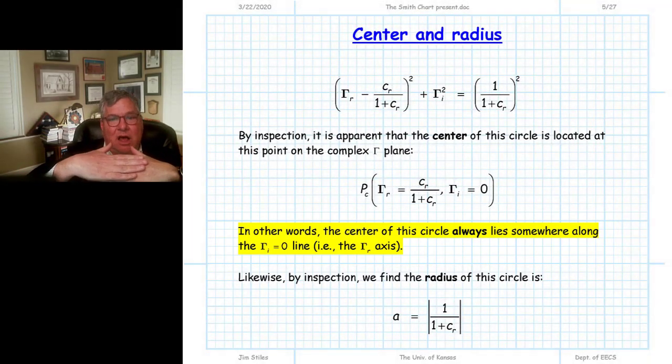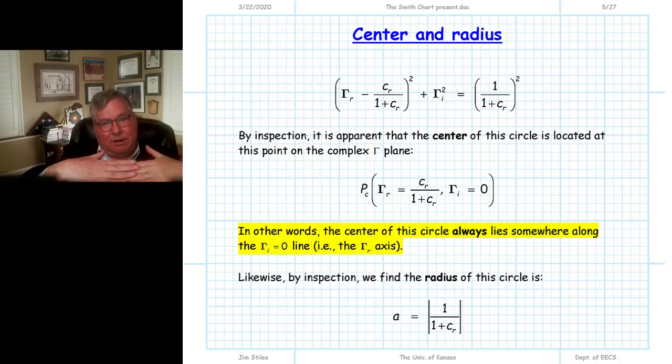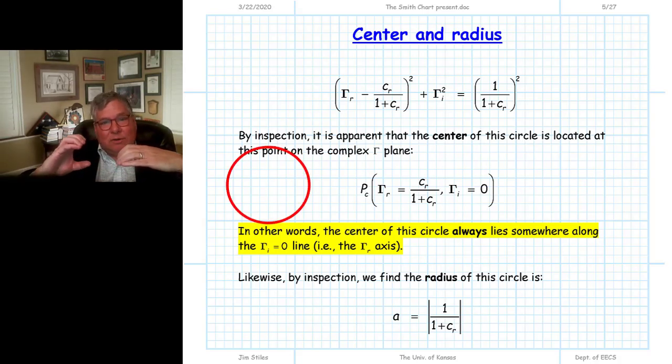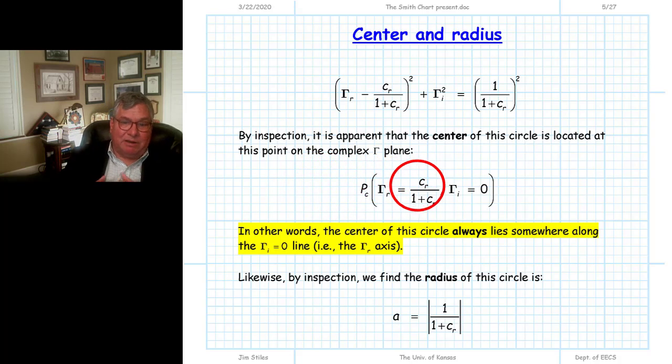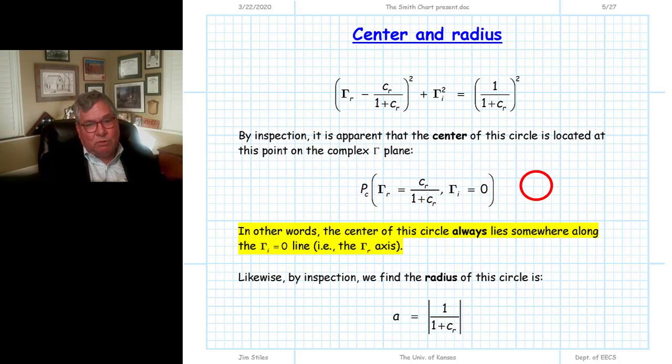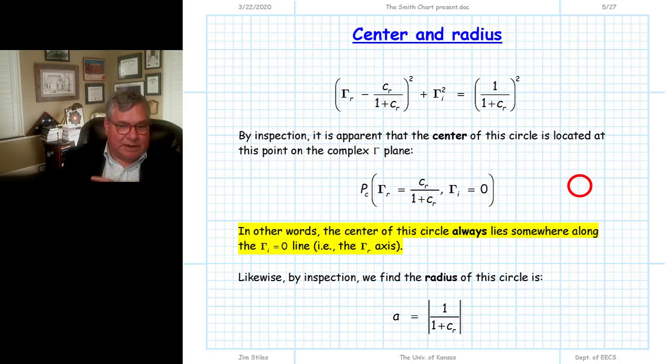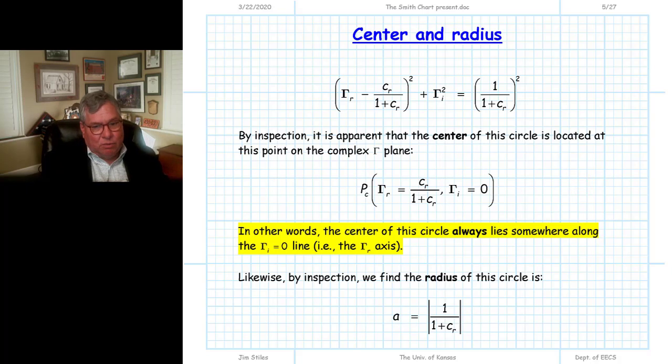That is a horizontal contour lying along the real axis of the complex gamma plane. And the circle will always be centered somewhere on that line. Where on the line depends on the real part of gamma. It depends on CR. It will change, as we will see, but it will be somewhere on that horizontal contour, somewhere on the real axis of the complex gamma plane.